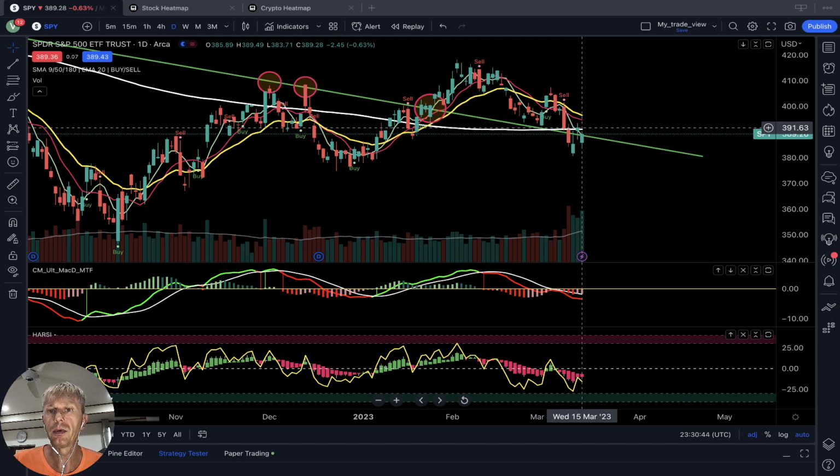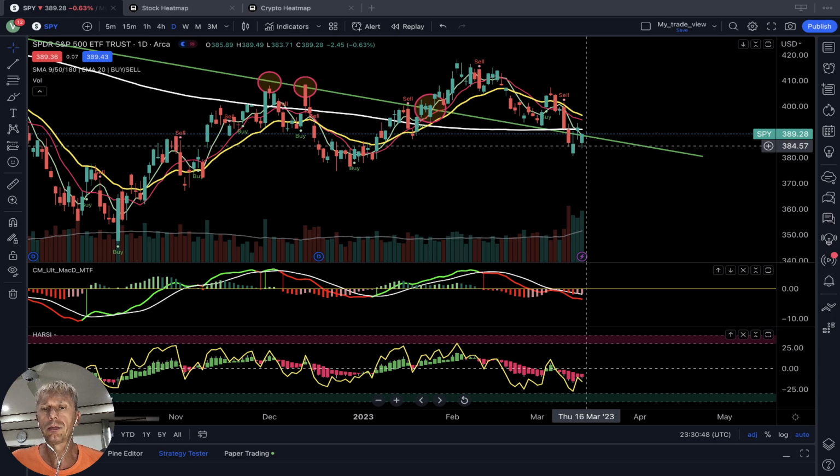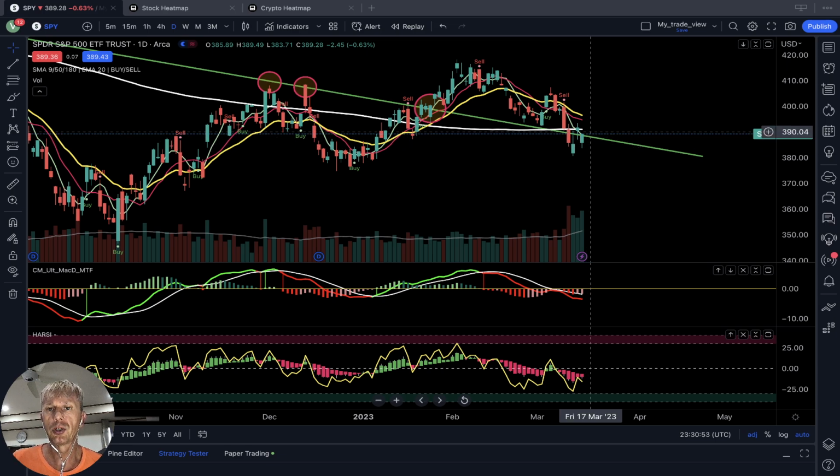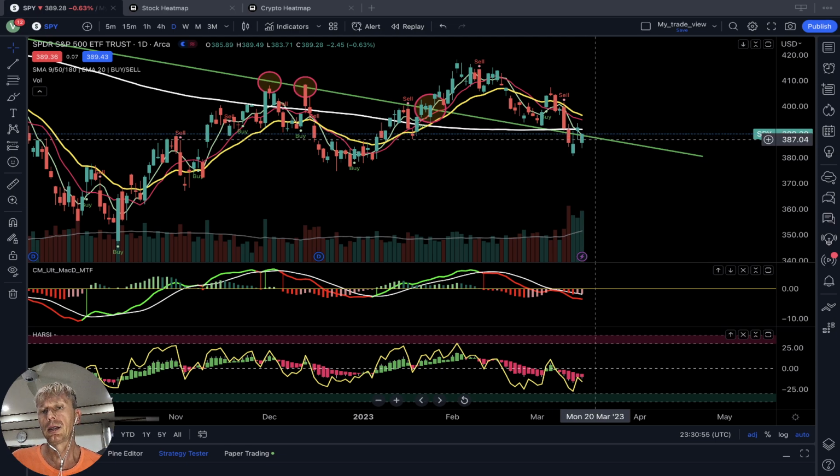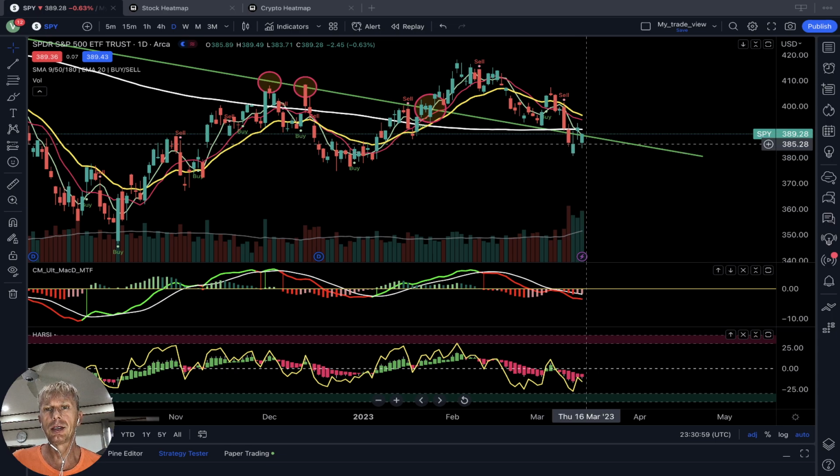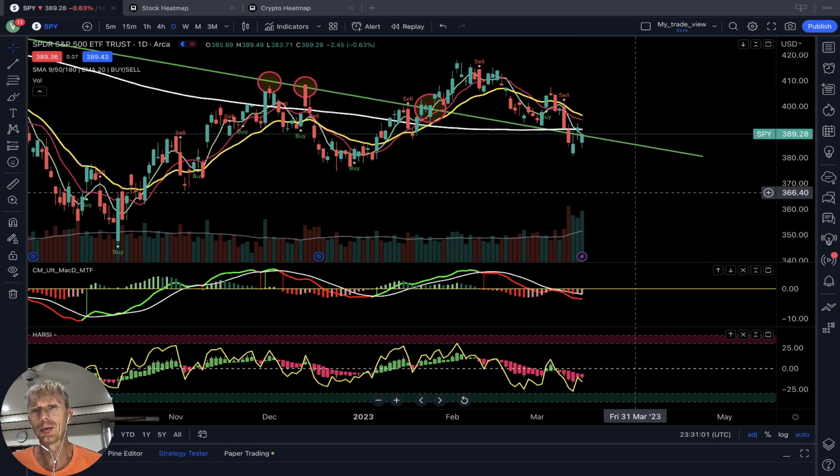Yesterday it moved up, touched the MA 200. It was rejected, moved down in the futures, and it came back to the major trend line. It retested the trend line, right? Now that it's retested, it can easily move down. It will continue to move down.